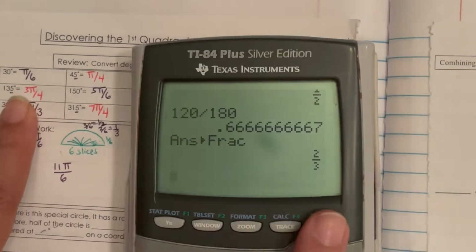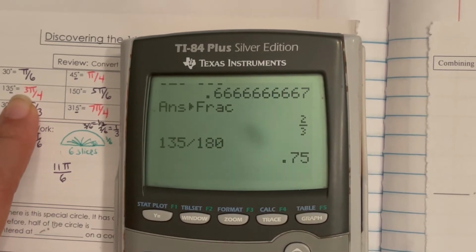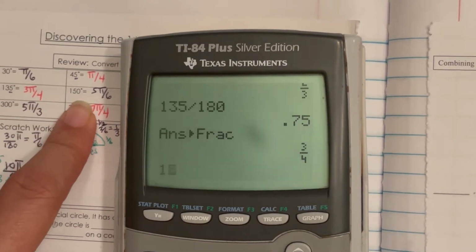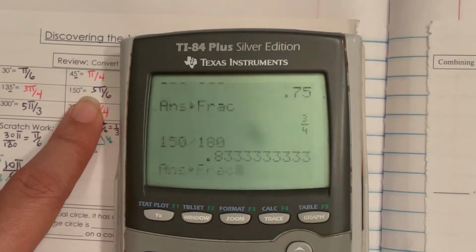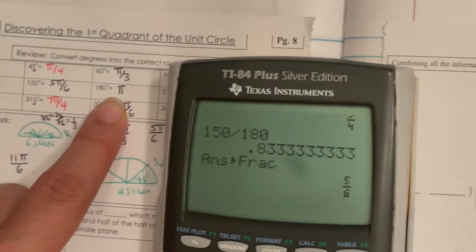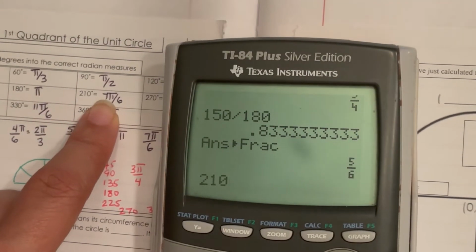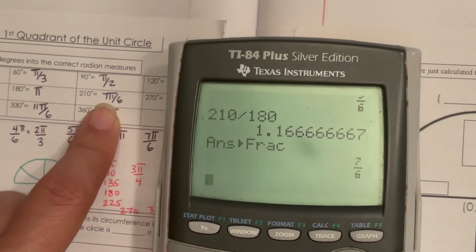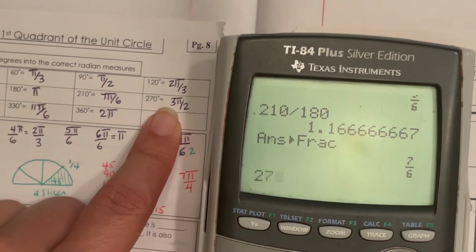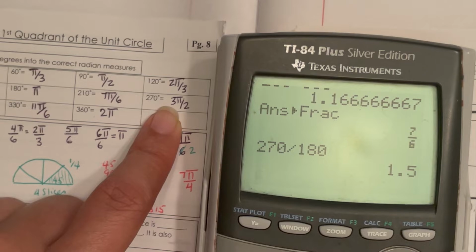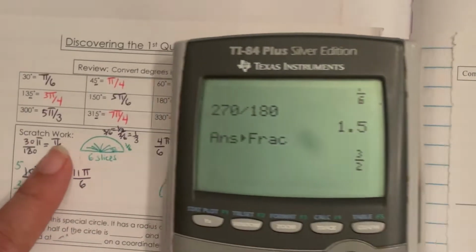All right, 135 divided by 180, math, enter, enter. It'll give it to you as a simplified fraction. So you can do this for each one to make sure that you're correct with the calculator. But again, it makes you a little bit faster if you can understand how to cut up the slices. But if you still don't understand that, it's okay. Just use a calculator. That's not a problem.